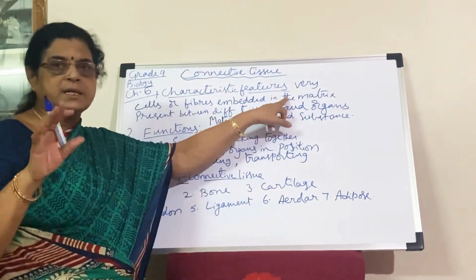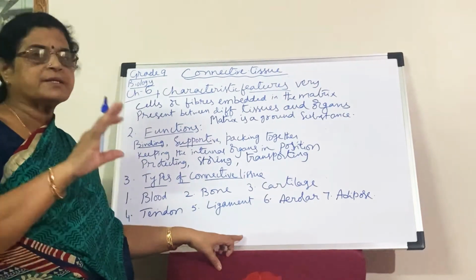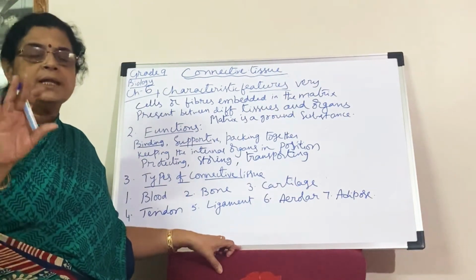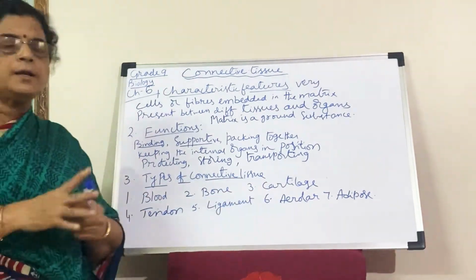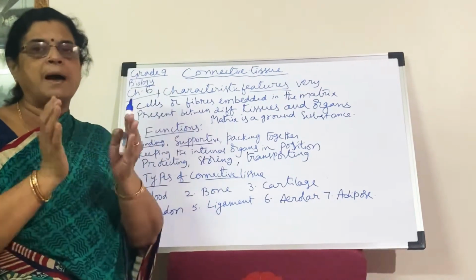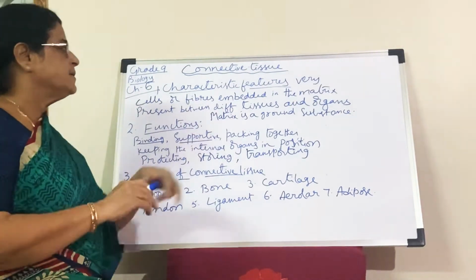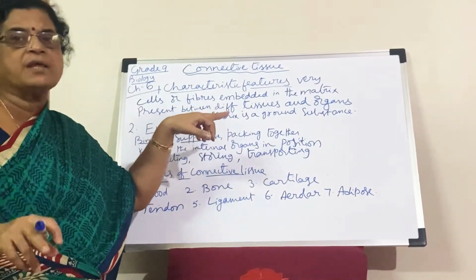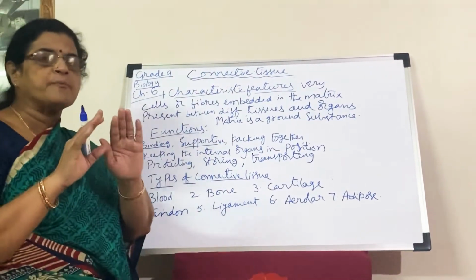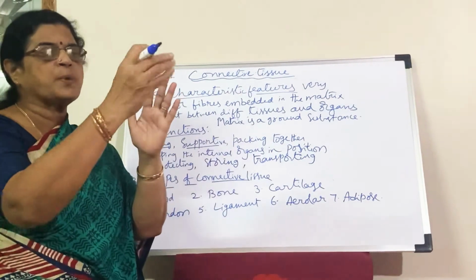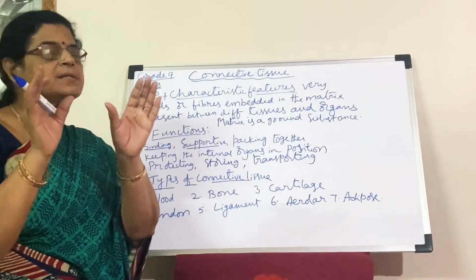Coming to the matrix, this matrix is different in different types of connective tissues. We have 7 different types of connective tissues. In these tissues, the matrix is different. That means matrix is the ground substance where the fibers and cells are embedded. Also, somewhere they are loose, meaning the interspaces are more and more spaces are present in between the cells.